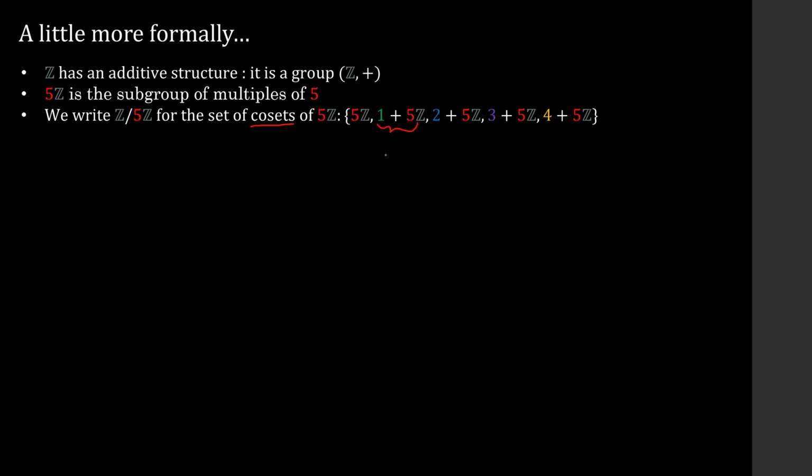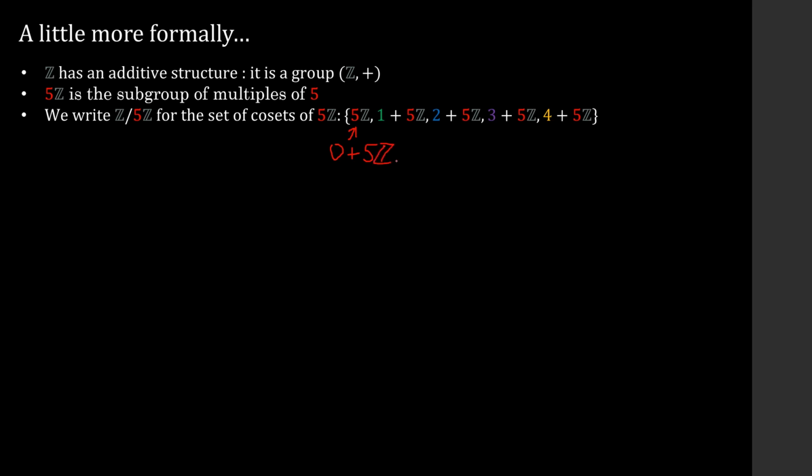So for example, 1 plus 5Z is just 1 plus the multiples of 5, which is exactly all the multiples of 5 plus 1, so all the elements that leave 1 as a remainder when divided by 5. All these leave 2 as a remainder when divided by 5, all these leave 3, and these leave 4. Okay? And so this idea of remainders brings us back to what we had earlier. And I could have written this one here as 0 plus 5Z if you want.